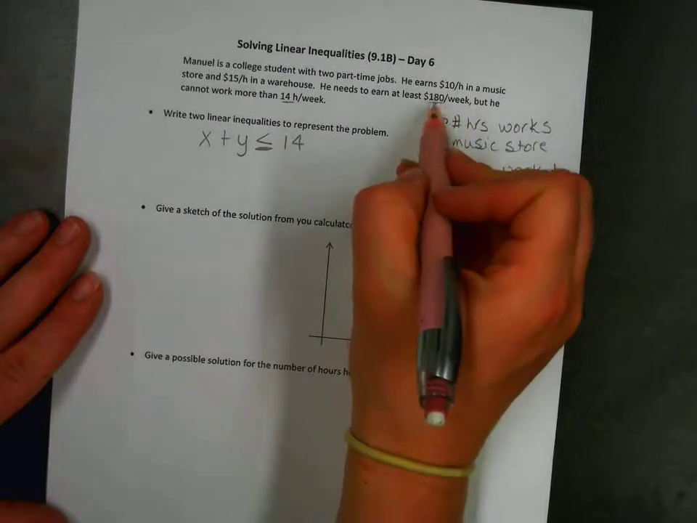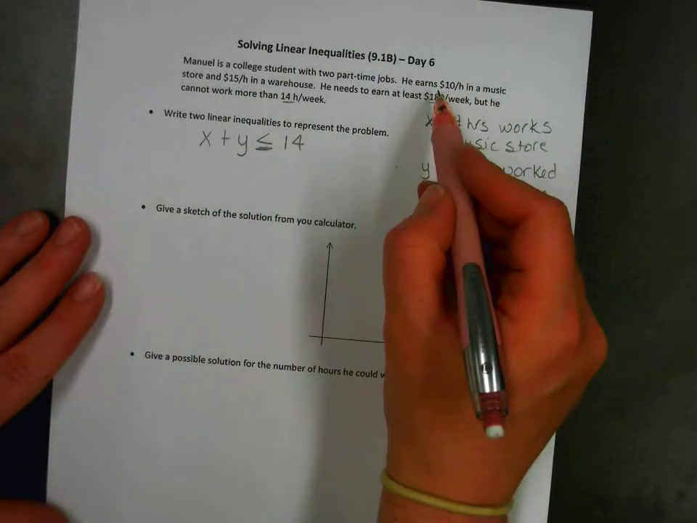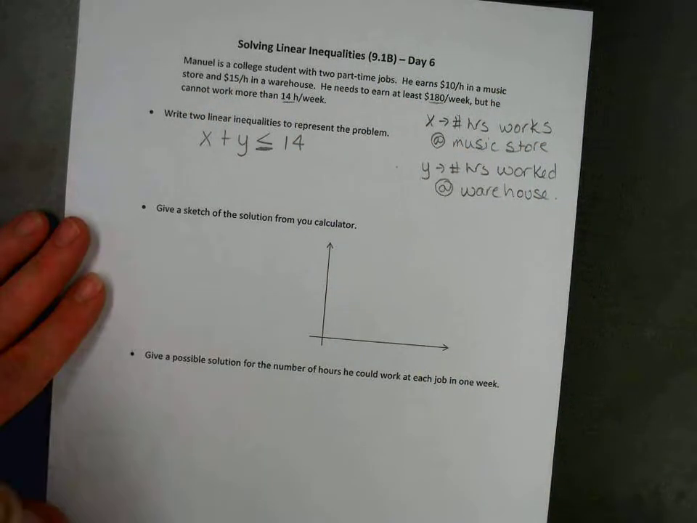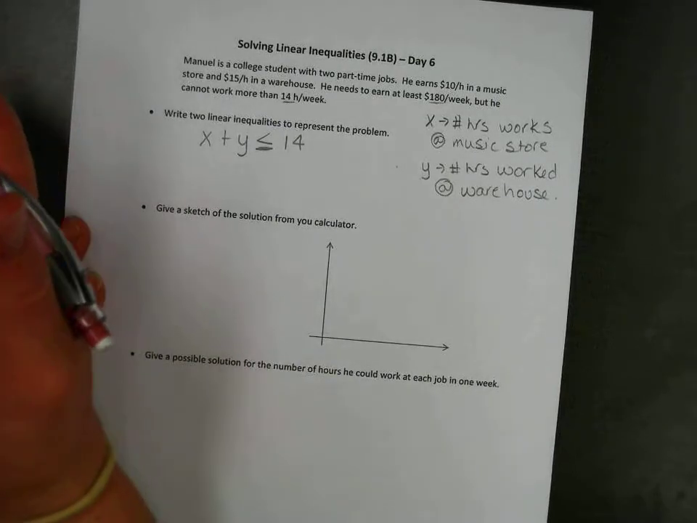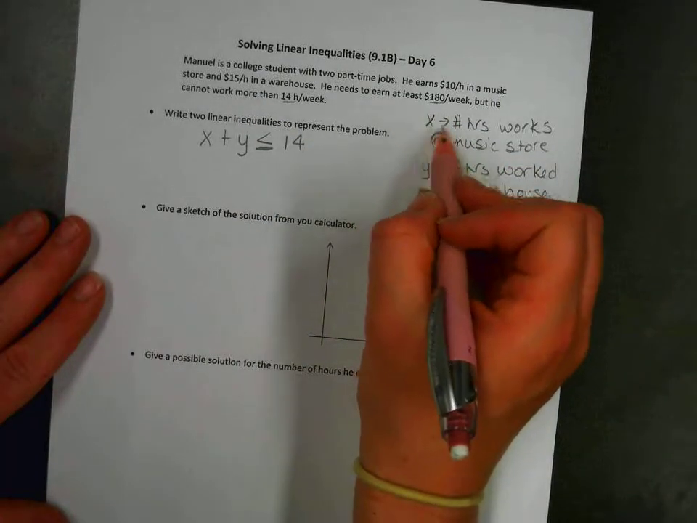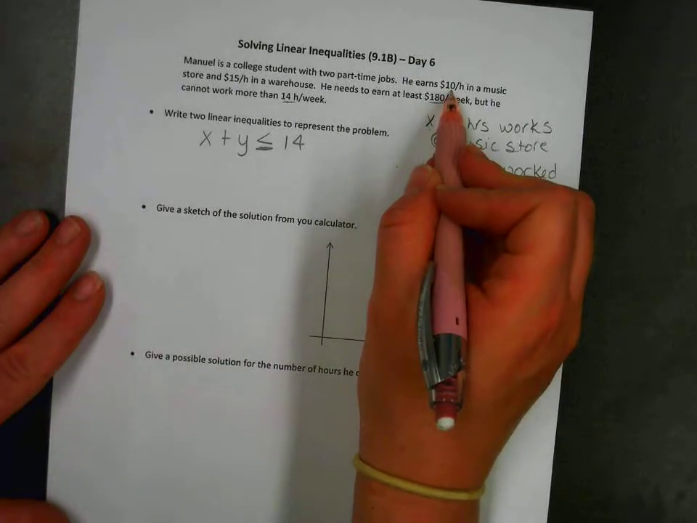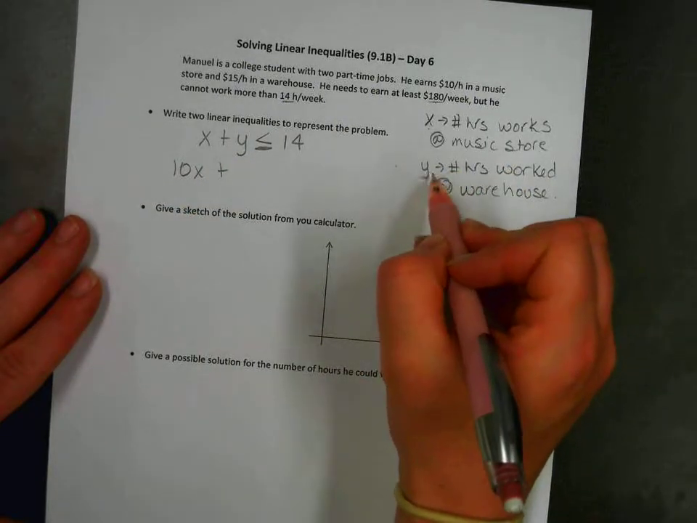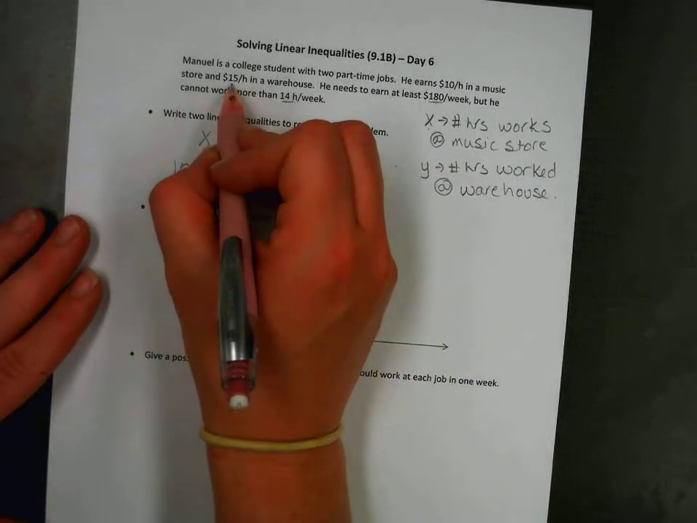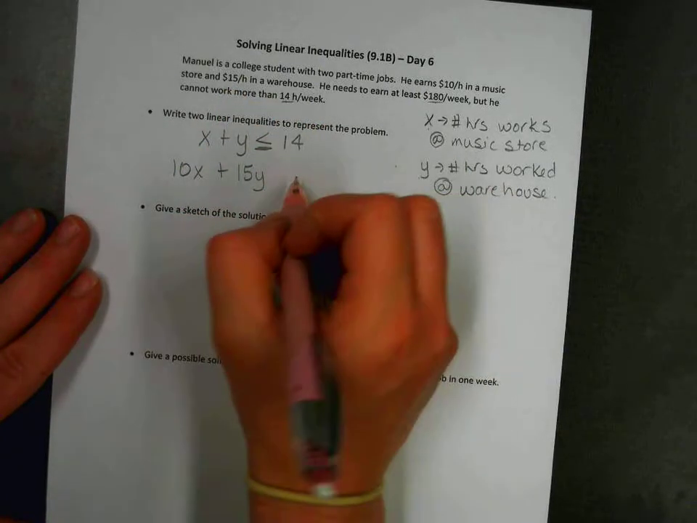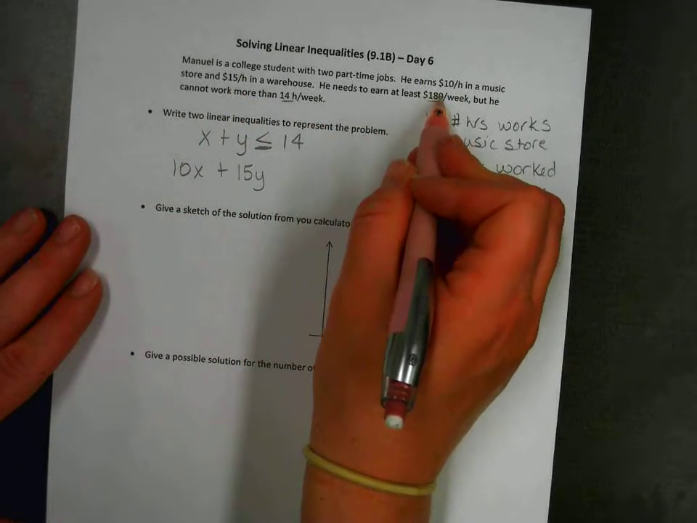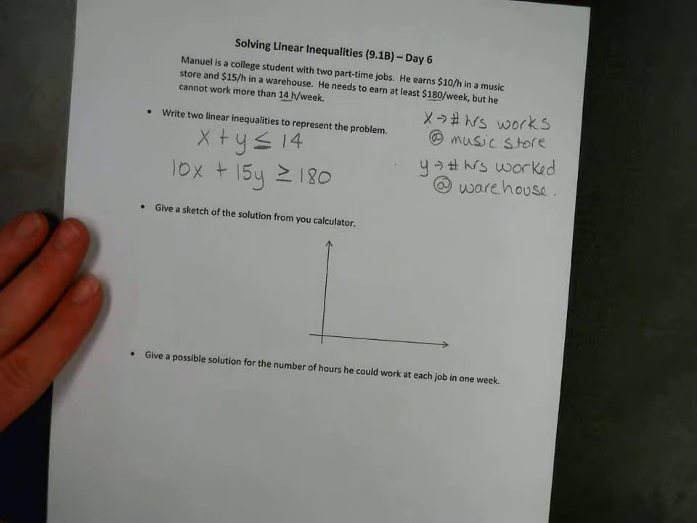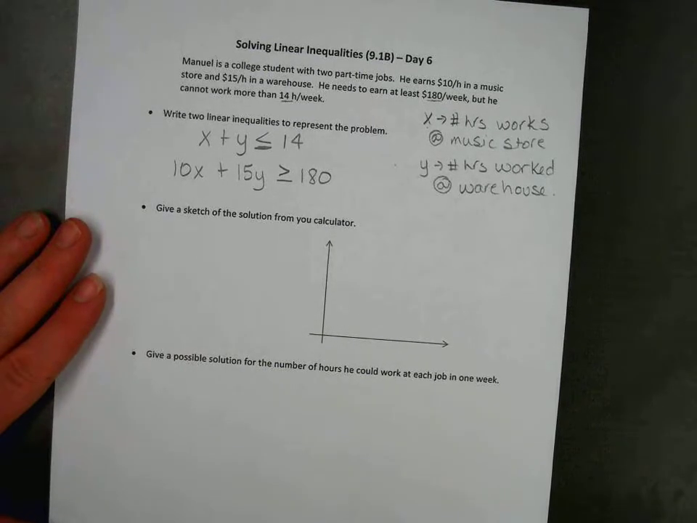And then I'm going to go to how much he wants to earn. Well, he earns $10 per hour in the music store and $15 per hour in the warehouse, and he wants to earn at least $180 a week. So we are going to take the number of hours he works in the music store, multiply that by how much he makes per hour, so 10x, plus the number of hours he works in the warehouse, multiply that by how much he makes per hour, which is 15y. And this has to be equal to or more than $180. So this would be our 2 linear inequalities.